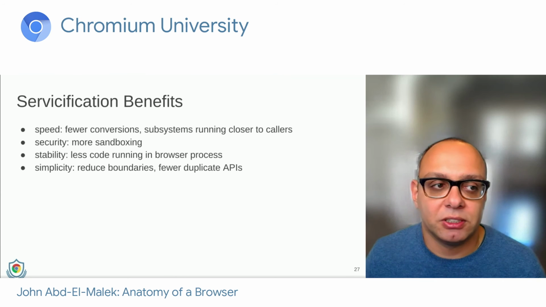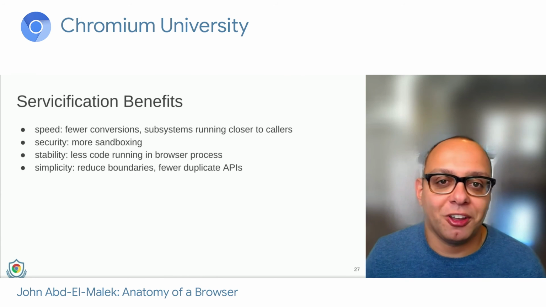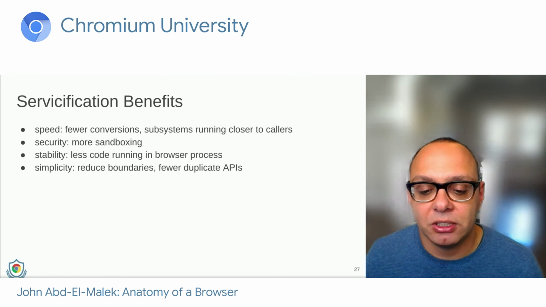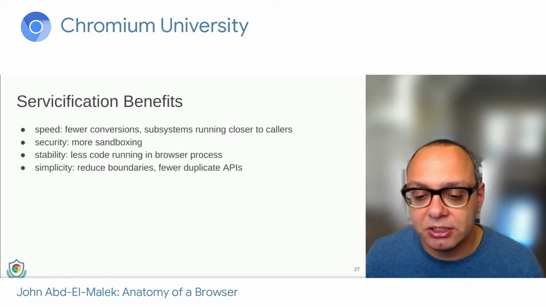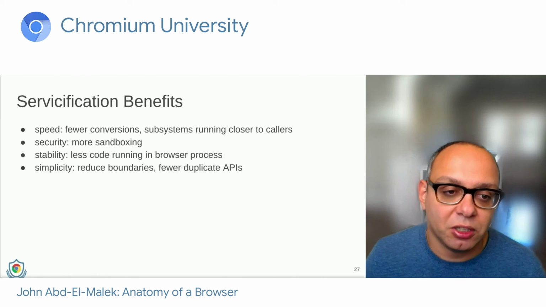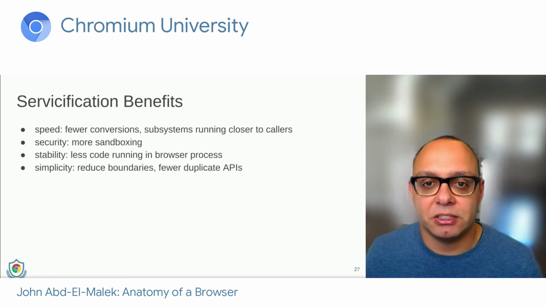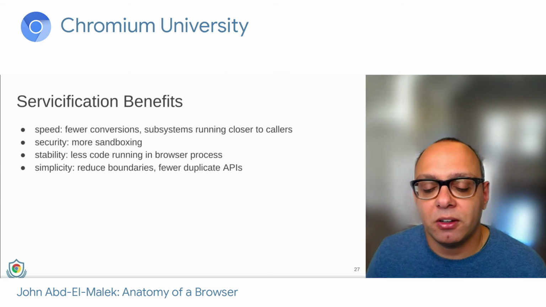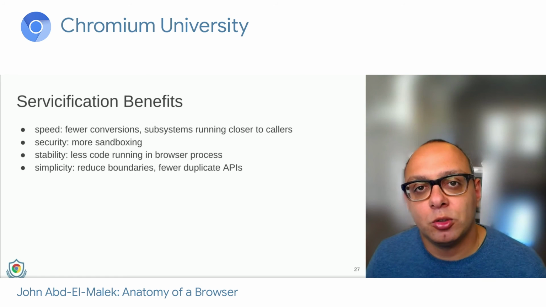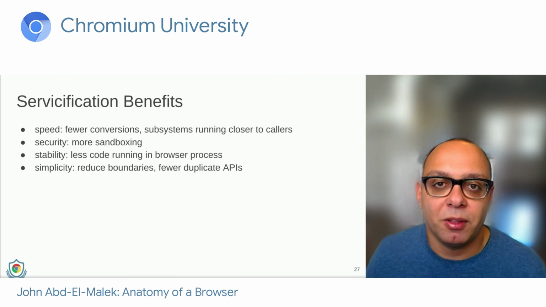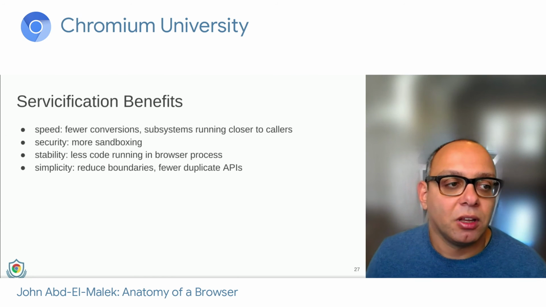So what are the benefits? Again, I'm going to talk about the 4 S's. One of the benefits is reduced conversions as we cross code or process boundaries. Different processes can use the same interface, whereas before they would have different interfaces to get to the browser, and then the browser would use a real interface. You have the flexibility to run subsystems closer together. For example, you can take some service and run it in multiple processes at the same time that have different privileges.